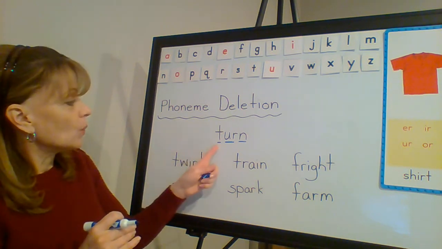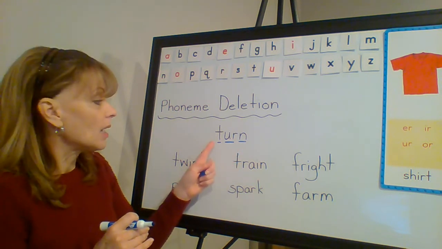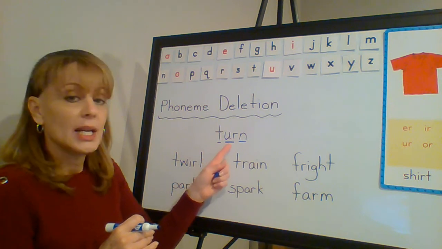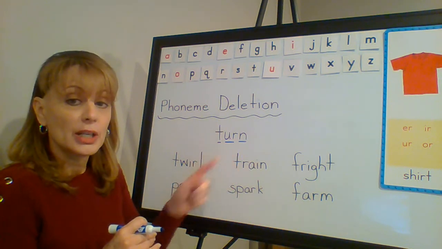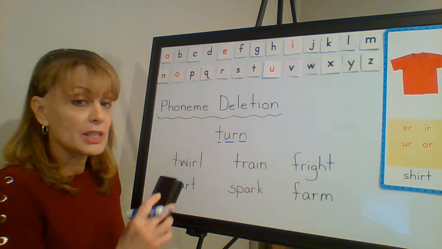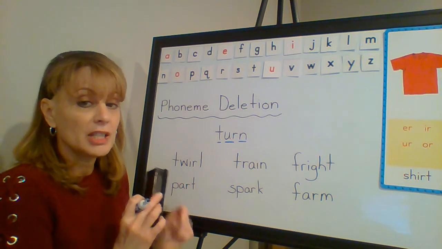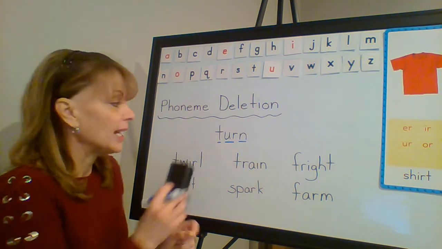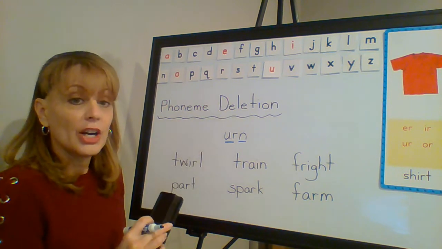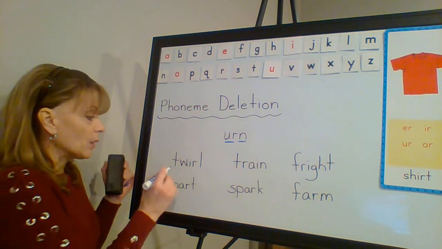When we look at a word like turn, the phonemes, there are 3 of them. It's t, ur, n, turn. If I delete or take off the first sound, what do I get? So if I have t, earn, and I take off the t, I get earn. Very good. Let's look at the next word that we have.